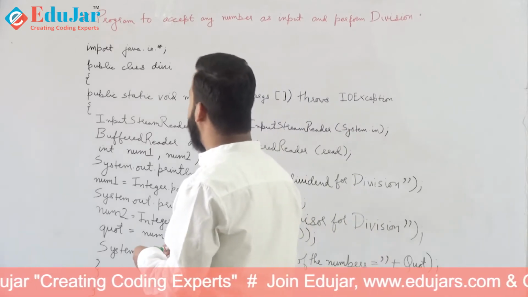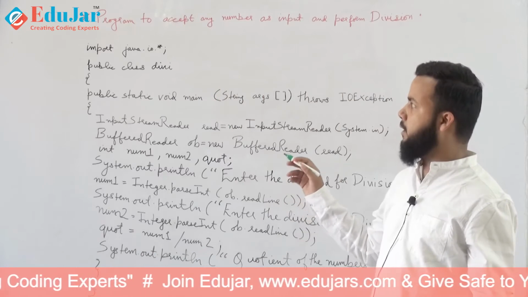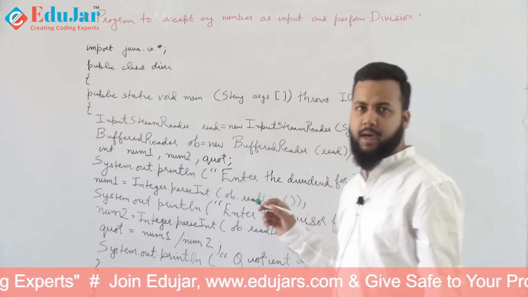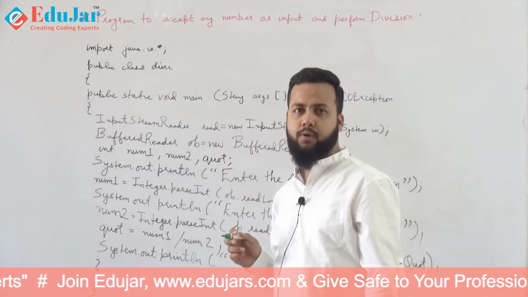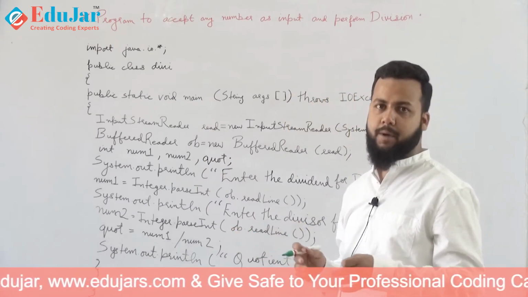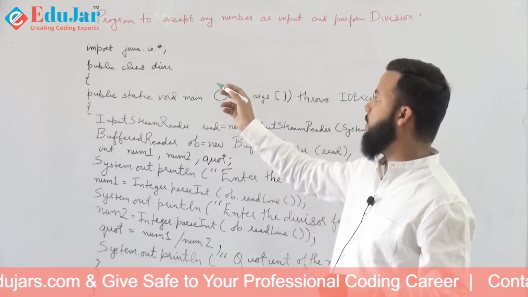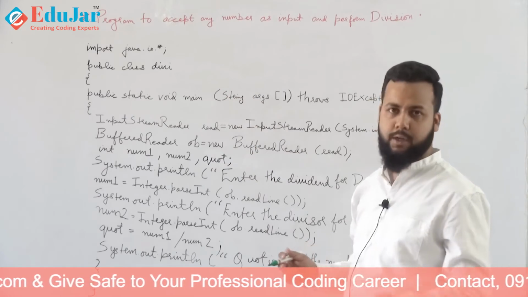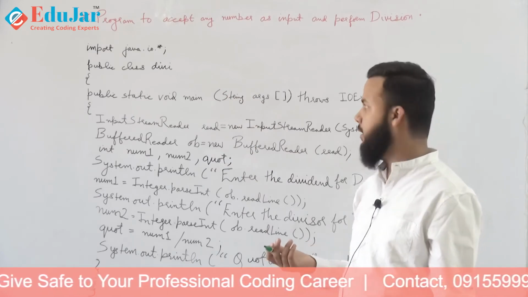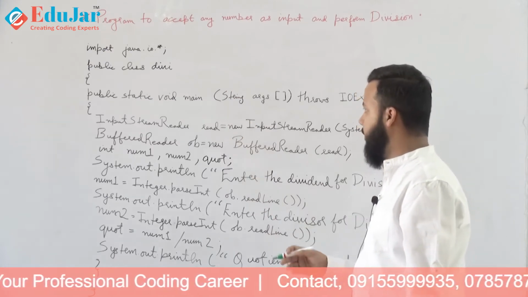So you can see over here I have written the whole program, and in this program I have written import java.io.*, as I use the IO input output package because we want the numbers to be entered by the user. So for that we have used the IO package. I have named the class DV as we are doing division. You can name it any of your choice. I have initialized the program with public static void main.